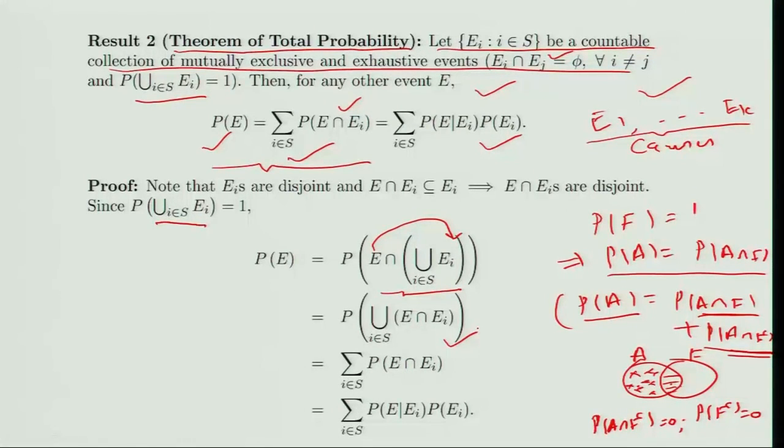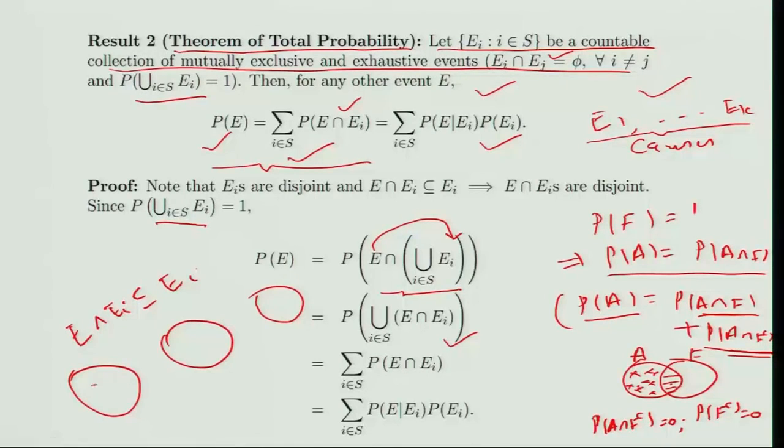But the E_i's were mutually exclusive, that means they were disjoint. And the sets E intersection E_i are contained in the E_i's. So the E_i's are disjoint, the E intersection E_i's are contained in them, so they would also be disjoint. So if they are disjoint, then P being a probability measure, the probability of the union would be the same as the sum of the probabilities. That is what is happening over here. So I have proved this part, which is the same as the probability of E given E_i times the probability of E_i. So that proves the theorem of total probability.